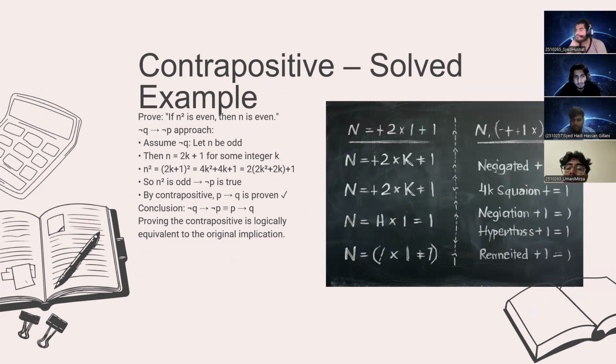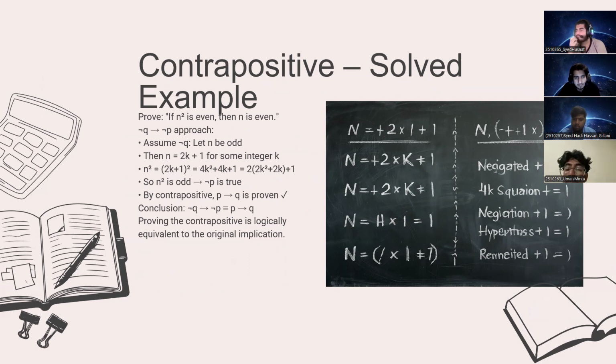Example. Let's look at an example. The statement is: if n square is even, then n is even also. Instead of proving it directly, we can use contrapositive. If n square is odd, then n is also odd.